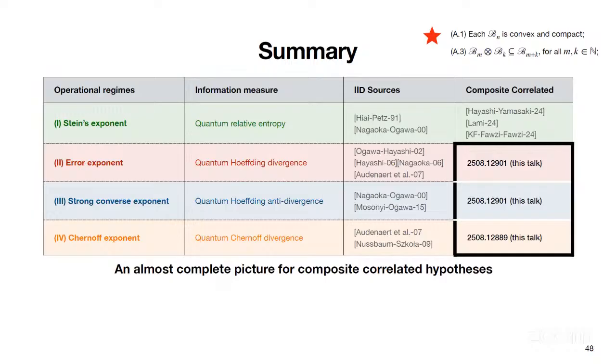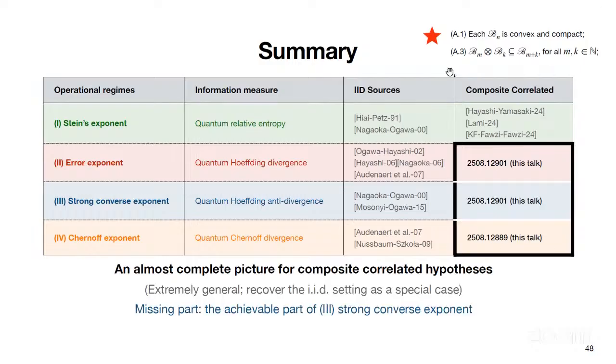Okay, as a summary, we give a comprehensive study of the composite hypothesis testing problem and study the error exponent, strong converse and Chernoff exponent regimes. We hope that these results, together with the Stein exponent regime, give us a more complete picture for this generalized setting. And it's very important that for all the results that we have, we only require these two assumptions. It's a very minimal, very general result. We say it's almost complete because there's a missing part for the strong converse exponent: we don't have the achievability part.